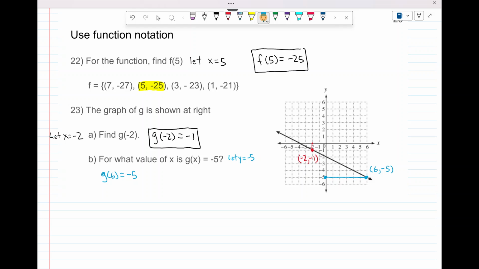So when x is equal to 6, g of x is equal to negative 5. And we're pretty much done.